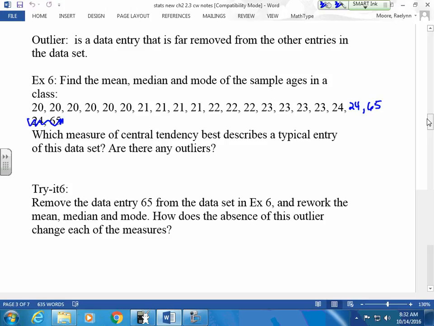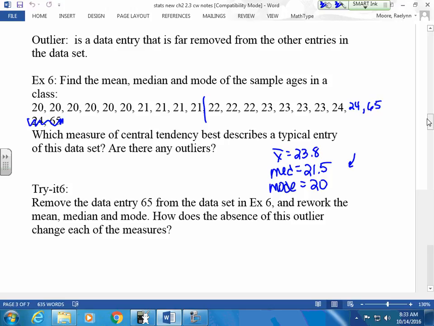If you look at page 70, their mean came out to be 23.8. We're letting them do the work here. Their median came out to be 21.5. And their mode is 20. How did my median come out to be 21.5 when I don't have a 21.5? It came in between 21 and 22. It came in between those two numbers.